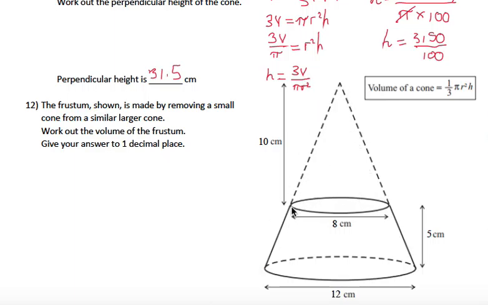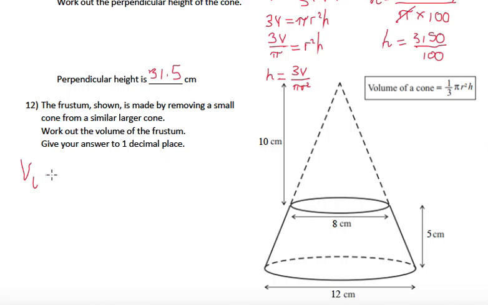And this question is actually quite nice because they've given you the radius, or you can work out the radius of each cone without too much difficulty. You're sometimes asked to work it out, or you might need to work it out using the fact that these are similar triangles. So anyway, let's work out the volume of the larger cone first.